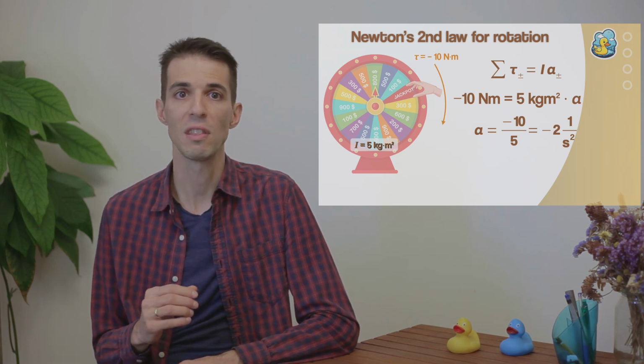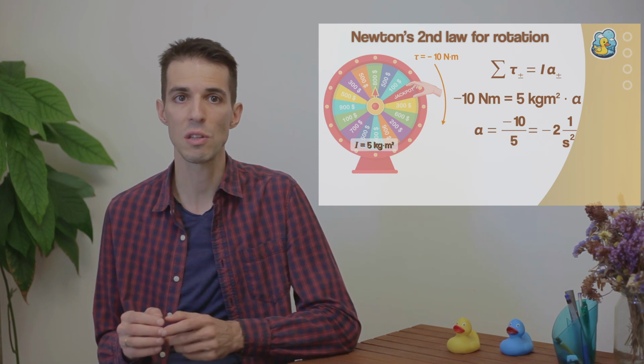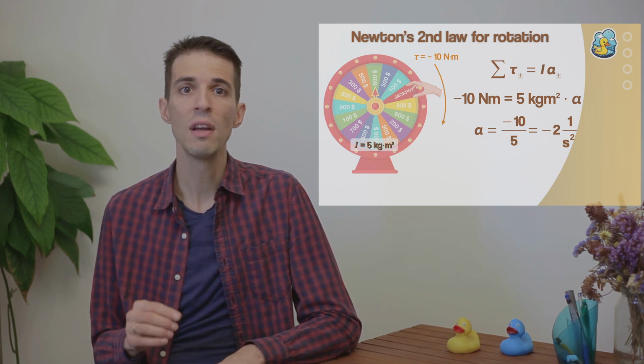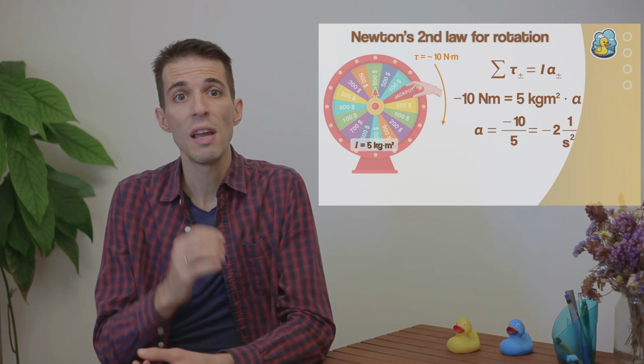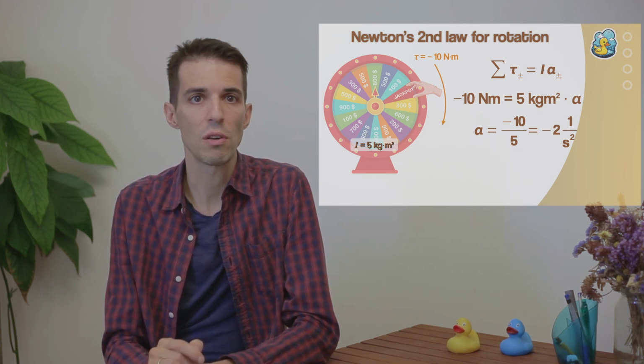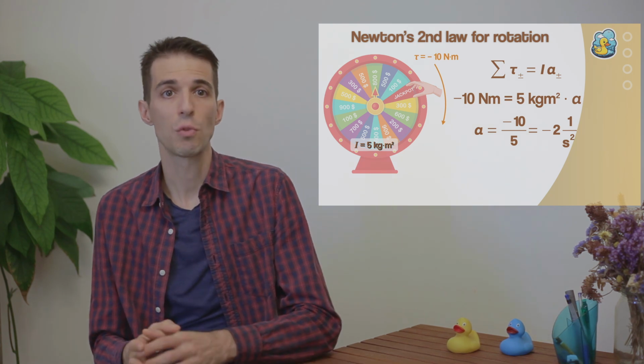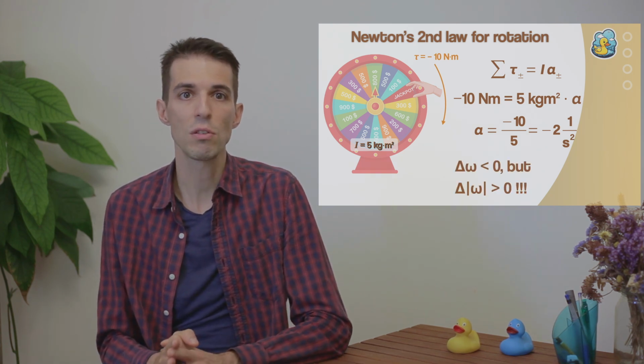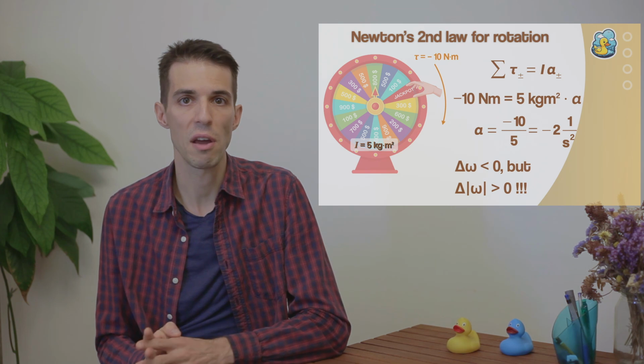Never forget that negative angular acceleration doesn't necessarily mean slowing down. Negative means clockwise, and if the wheel was previously at rest or it was already rotating clockwise, negative torque speeds up its rotation in the negative, clockwise direction.